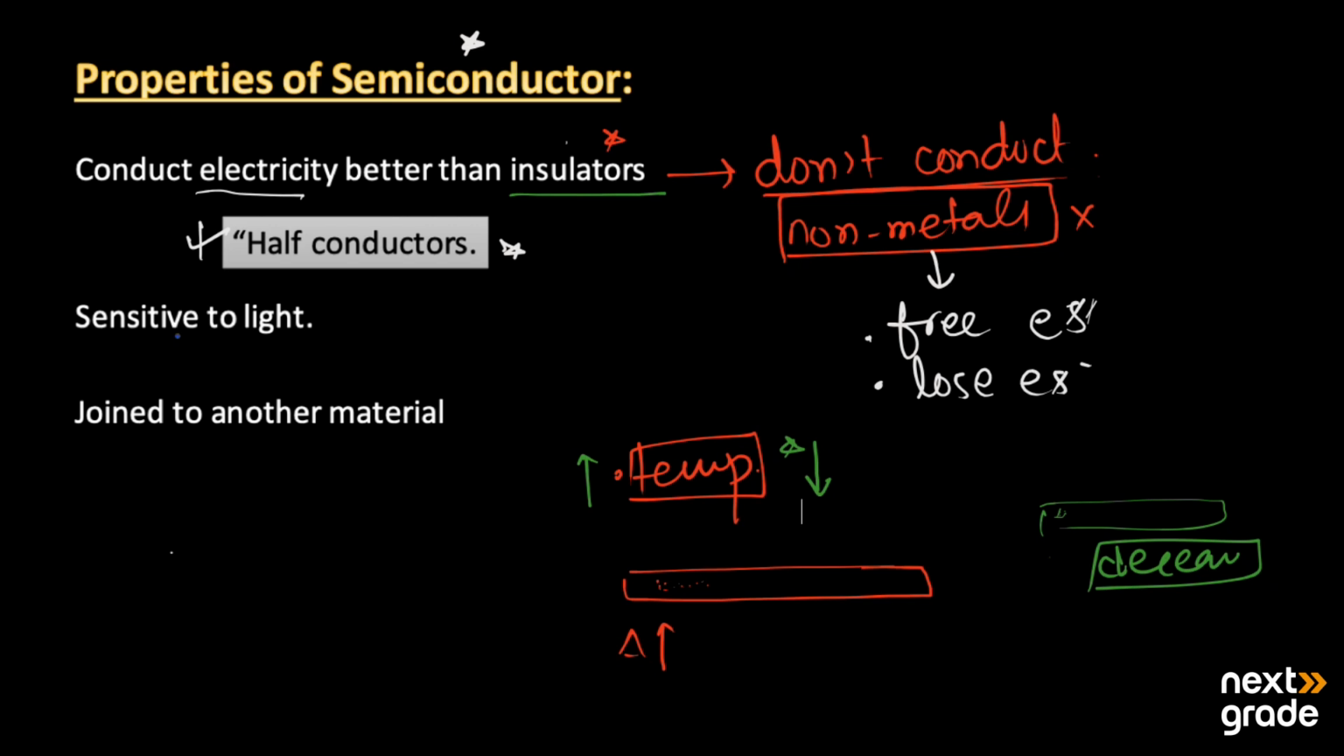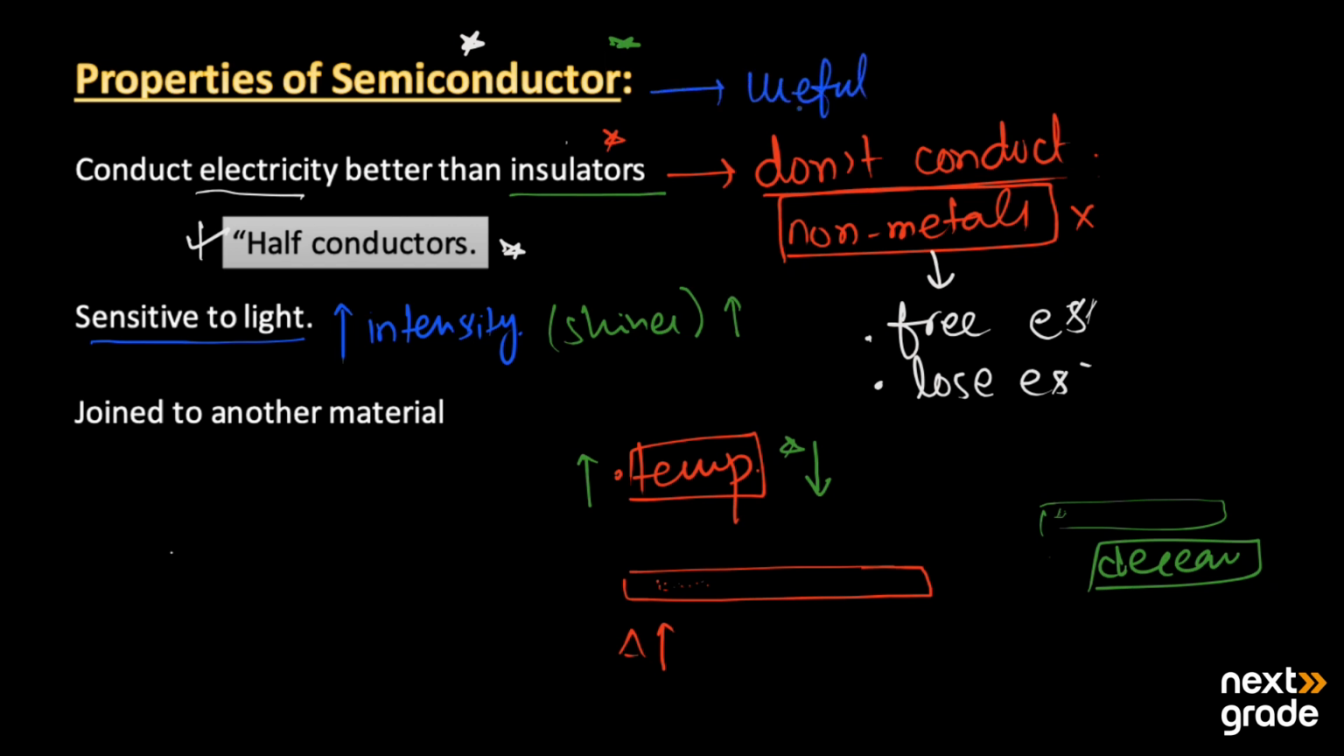Next, their property is that they are sensitive to light. Why are they sensitive to light? Because if the light intensity is increased, they start to shine and they can conduct electricity in a better way. So this is the effect of light and heat energy, which have a great impact on semiconductors, and it makes them a useful substance.